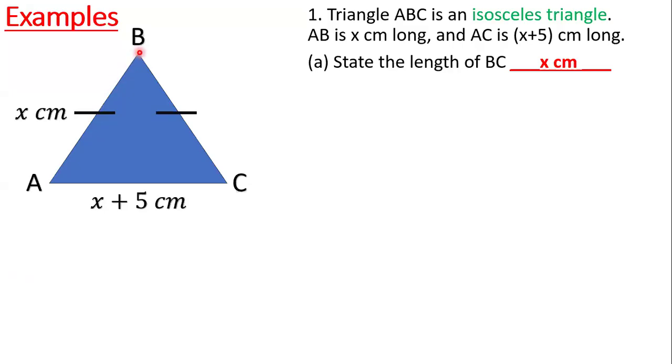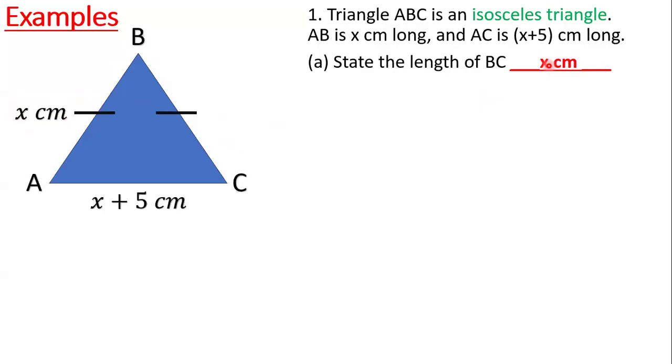Do you understand that this is an isosceles triangle? It says it right there. What do we know about an isosceles triangle? Both sides are equal. So if this is x centimeters, which it tells us it is, then if both sides are equal, this must also be x centimeters. So that's why the answer is x centimeters. We don't know what x is yet, so we just put x centimeters. That makes sense?